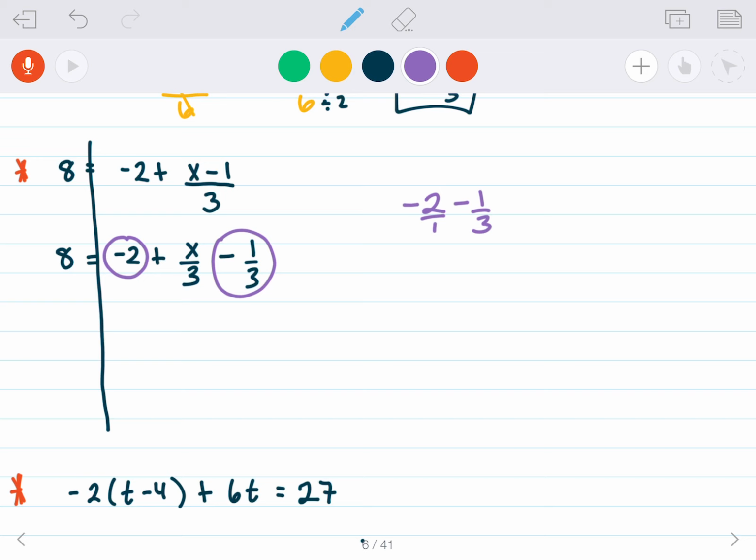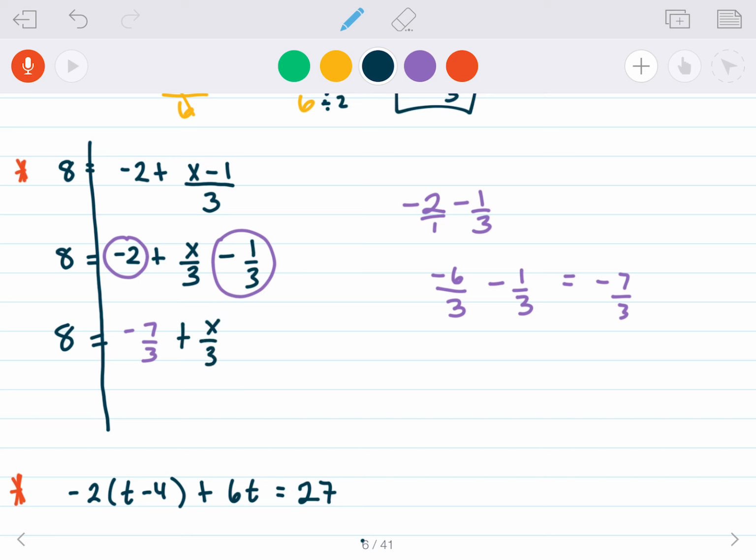But at the end of the day, instead of negative 2, we're going to write that as negative 6 over 3. Same denominators, right? Negative 6 over 3 minus 1 over 3 is negative 7 over 3. Okay, so this was step 2. We're combining the two constants. Those are like terms. Negative 2 minus 1 over 3 is negative 7 over 3, and we still have that plus x over 3.